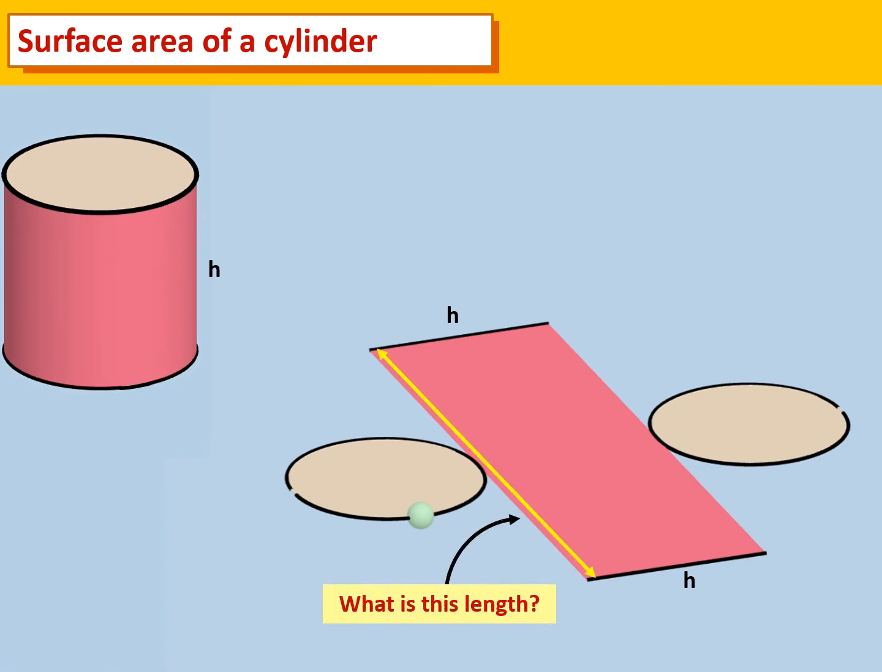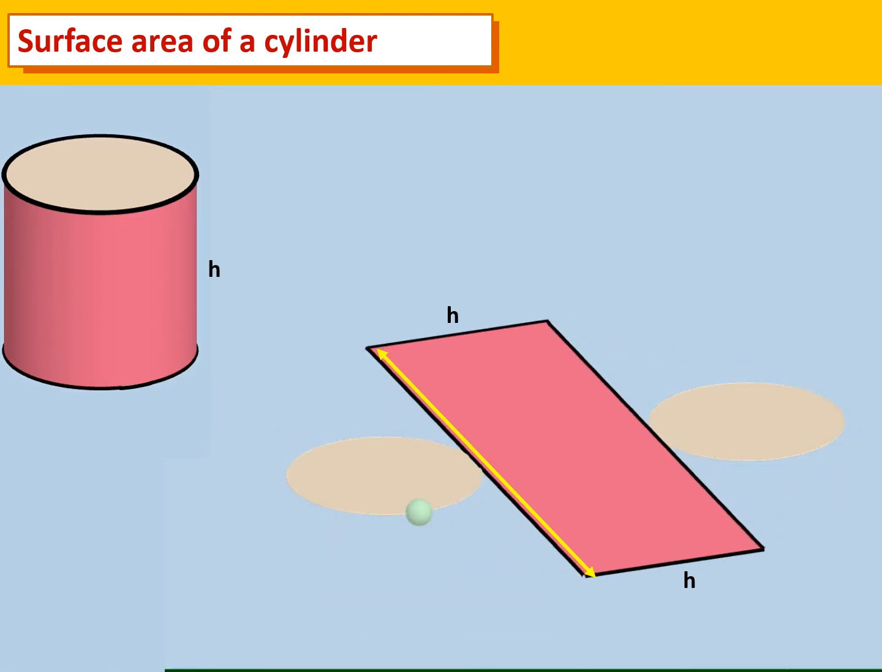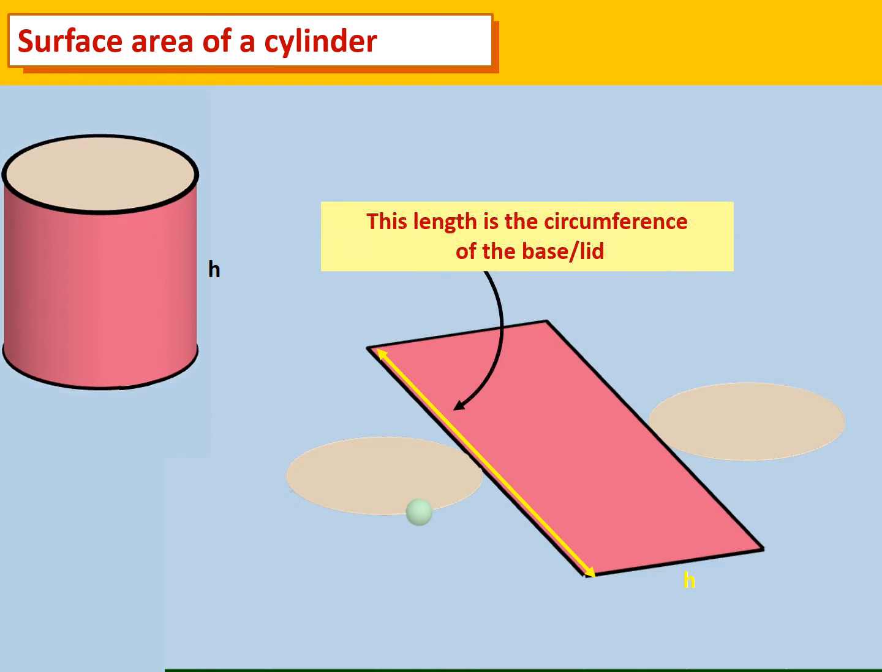What is that length? As mentioned, the circumference of the circle opens up to form that length. Watch again as the circumference forms that length. Now the diameter of the circle is d, so the circumference of the circle is pi times d, and that must be that length of the rectangle.